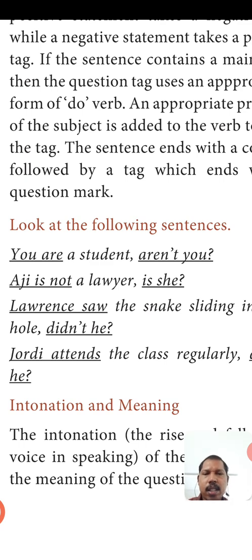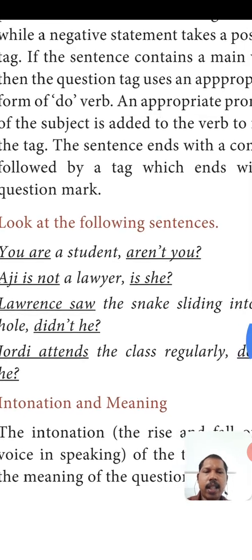You are a student, aren't you? Or negative, aren't. Then we are using the personal pronoun you. We need not change it because a personal pronoun is already used here. So we are repeating the same. Aji is not a lawyer. Here Aji is not a personal pronoun, it is a proper noun. So equivalent to that is she. Aji is not a lawyer. Is not is given. So we have to use the positive tag is, and instead of Aji we are using she. Is she? Question mark.